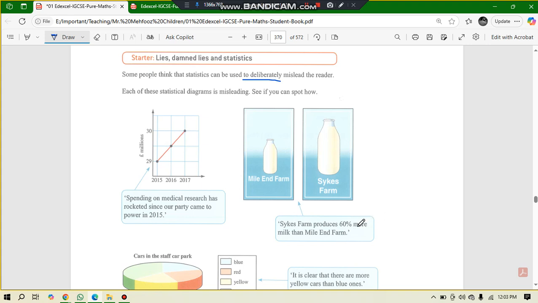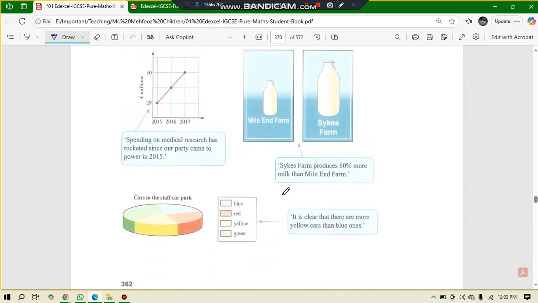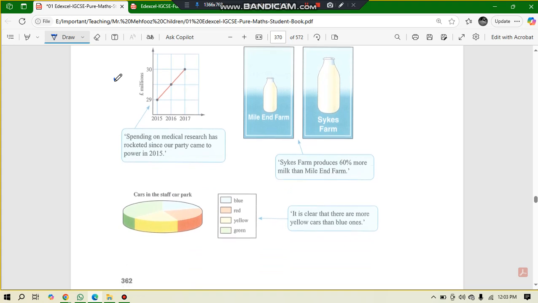Produces 60% more milk than the other farm. So this is another form of the data, that is pictorial form. This is graphical form, and this is the pictorial form, right? And the other one is also pie chart form.